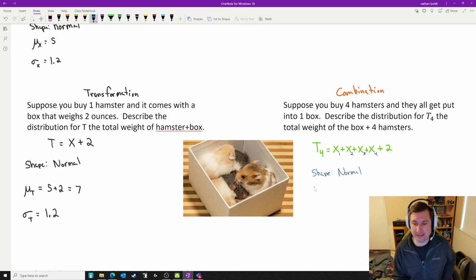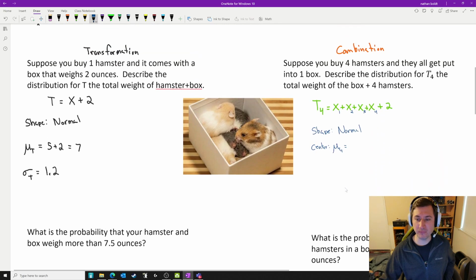What's going to happen to my center? The mu of t4. Well, I am going to add up all the averages. This is going to be 5 plus 5 plus 5 plus 5 plus 2. You get to add the averages of all of these random variables and the constant at the end. So we are expecting an average of 22.